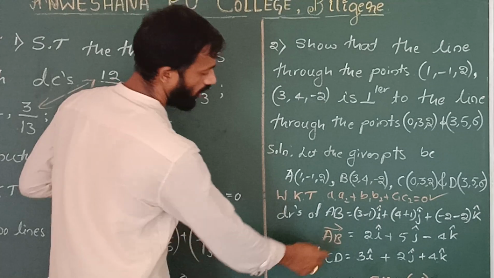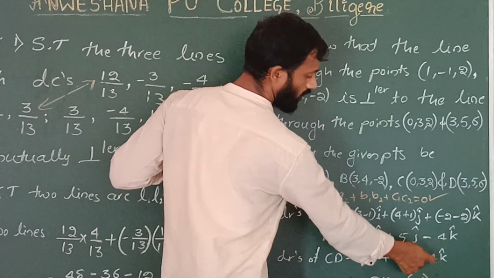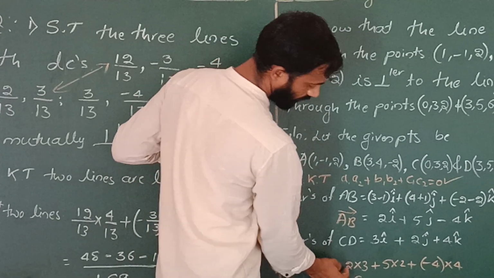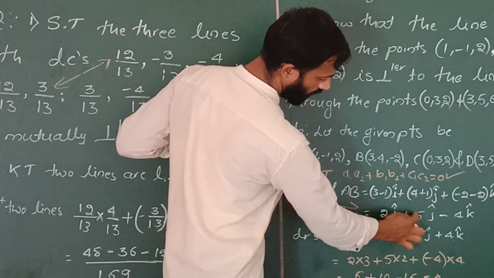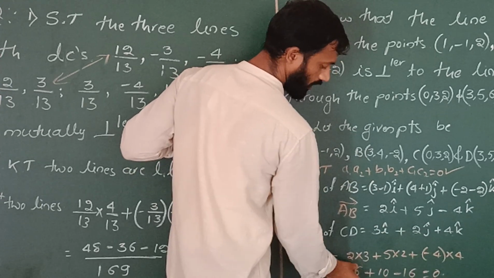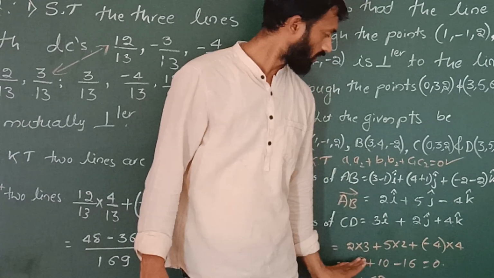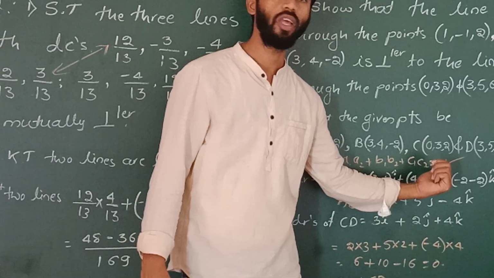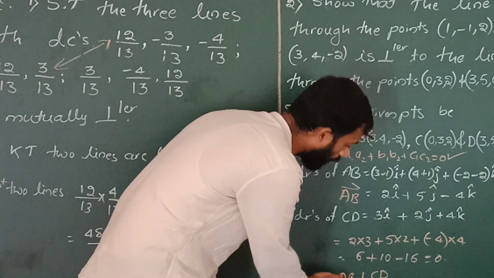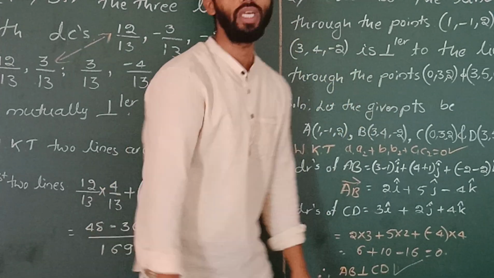Let us check it out, with A1 B1 C1 and A2 B2 C2. We will be getting 2 into 3 plus 5 into 2 plus 4 into minus 4, which is minus 16. So 6 plus 10 minus 16 is nothing but equal to 0. Since it satisfies this property, you can say that finally line AB is perpendicular to CD.